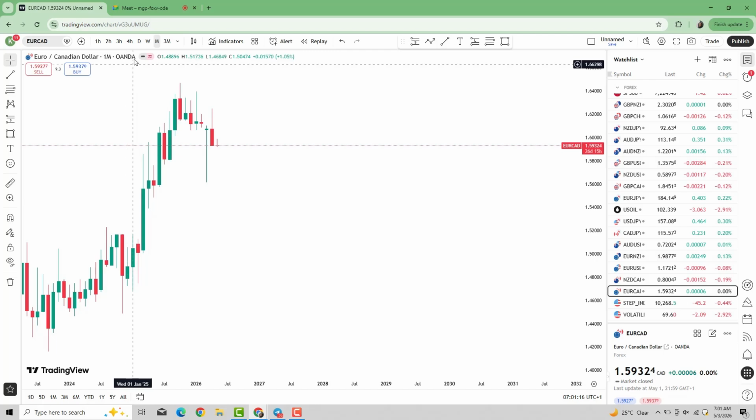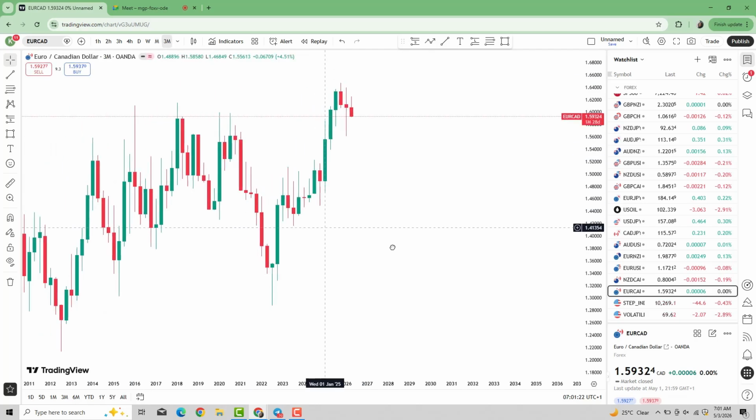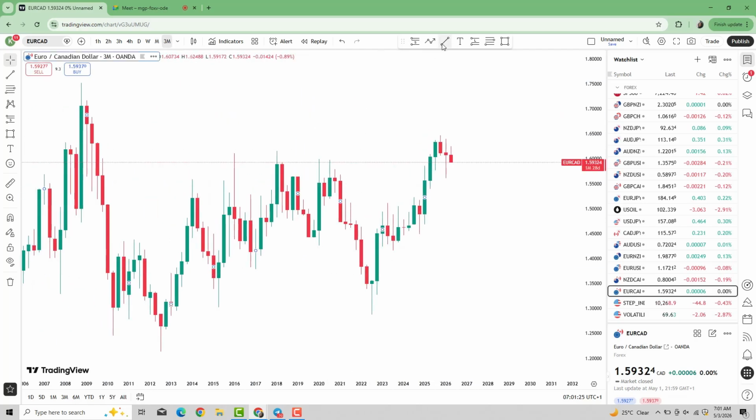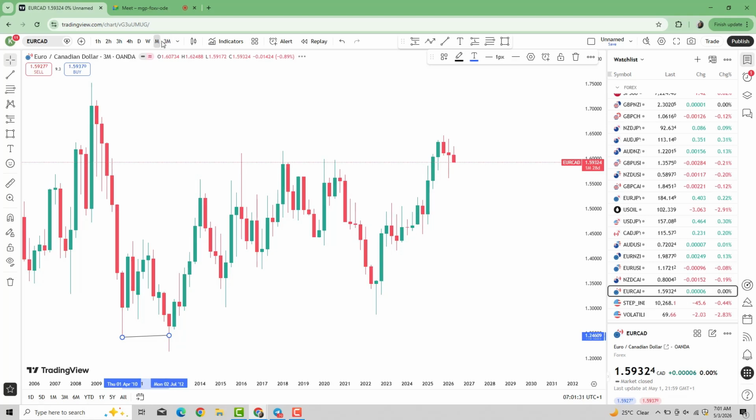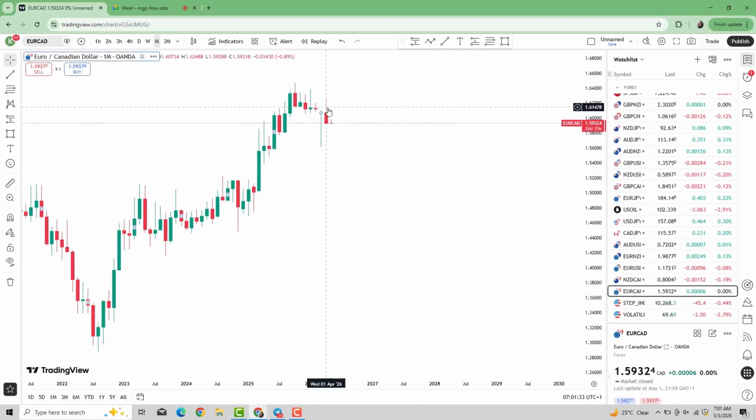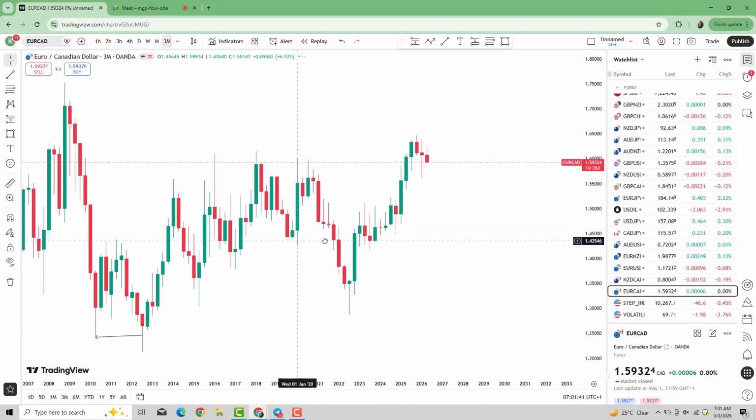Now, what cemented my overall bias, or overall story behind me taking the trade, was the 3 months time frame. Coming to the 3 months time frame, I had a break here to the downside. But before then, let's go back to the monthly time frame. Mind you, this candle that closed there is signaling sell. So for now, sellers are in charge. No more buyers. Now let's go back to the 3 months time frame.